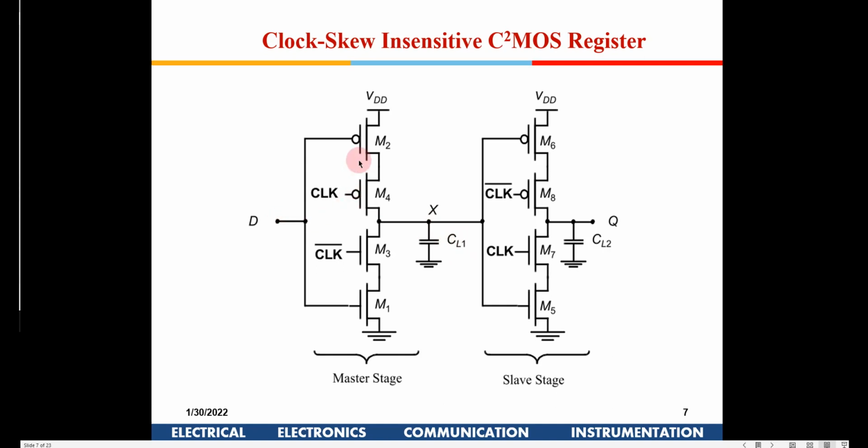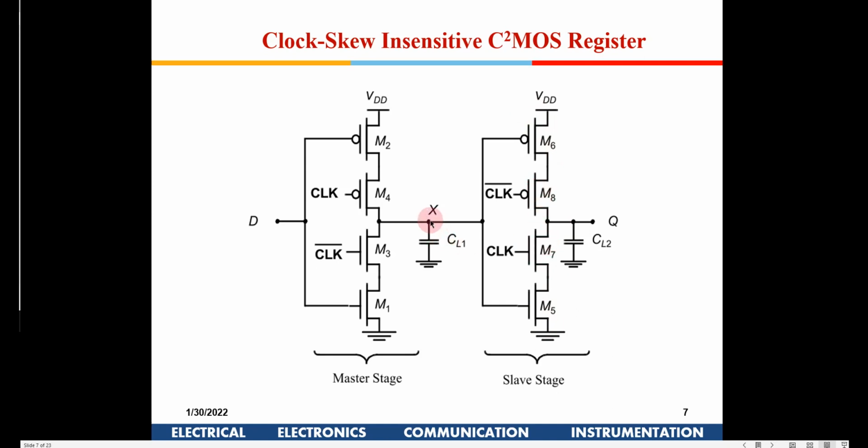Now this data D, when the clock is low, this becomes just an inverter. This data is sampled here, whereas this acts like a tri-state buffer in a high impedance state, because these two transistors are on, whereas M4 and M8 are off. So whatever was the previous data will be retained here, because M8 and M7 are off. So this is nothing but a tri-state buffer, in a high impedance state now. So data is sampled here.